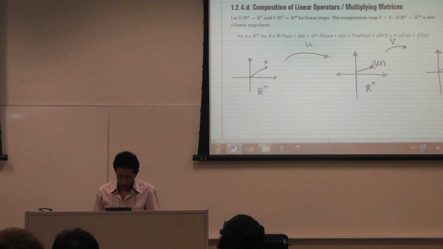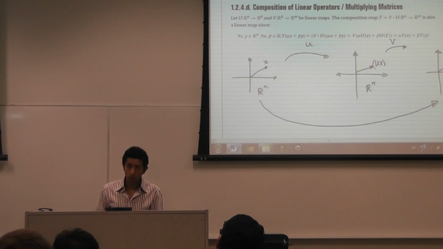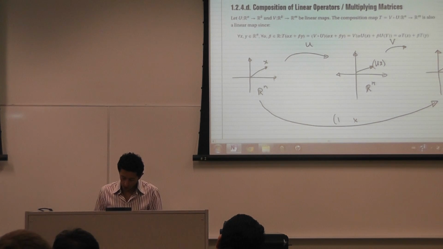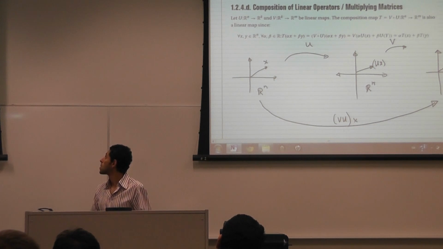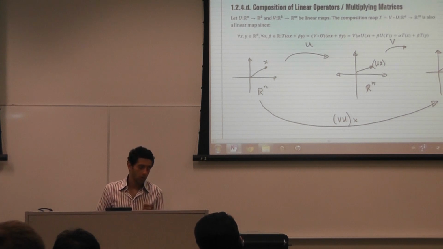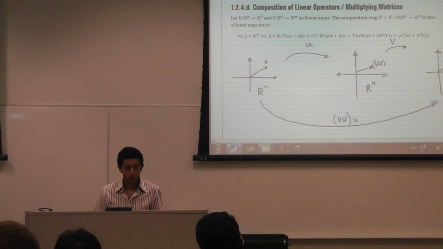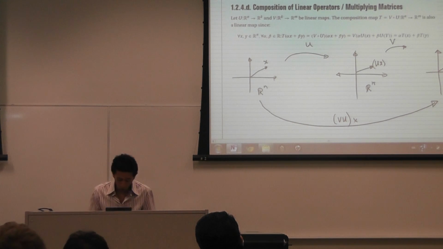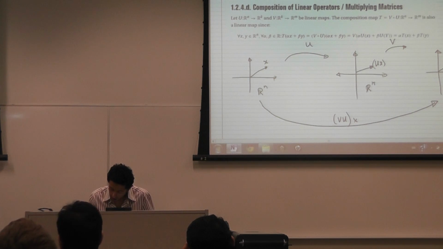And the question is, is there a matrix, one matrix that takes me from Rn to Rm, and I'm going to call this matrix VU. And notice the order of the operation. The order is very important. I'm applying U first and then V. So V appears on the left. Because I apply U to the vector first, and then I apply V to the result.